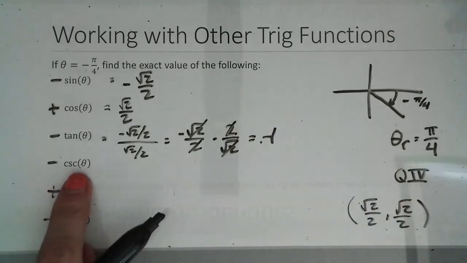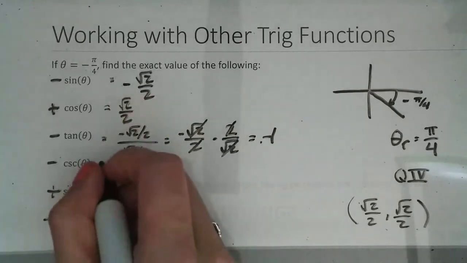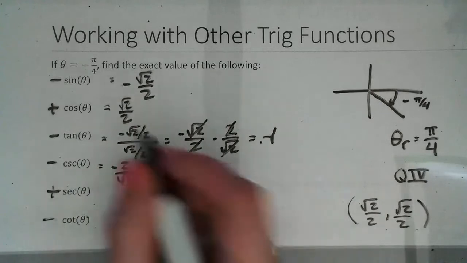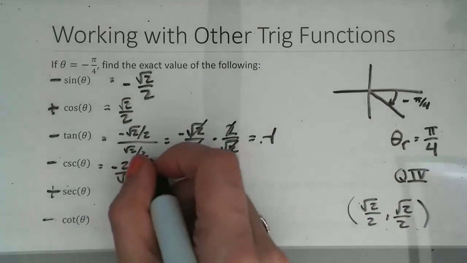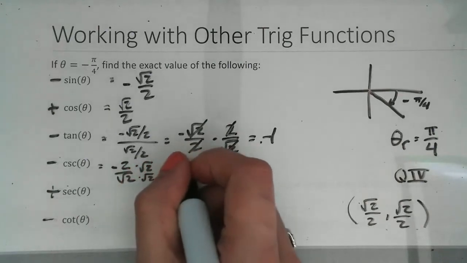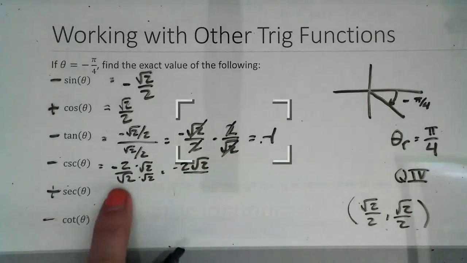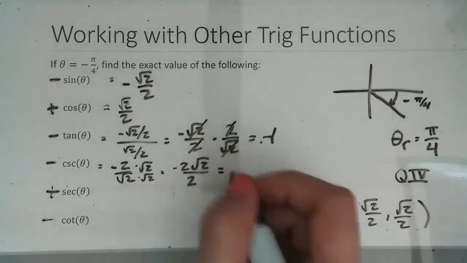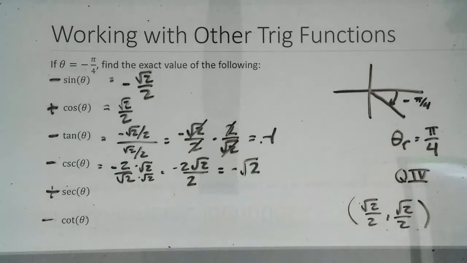Next up we have the cosecant. Cosecant is the reciprocal of sine. So I'm going to have negative 2 over the square root of 2. But I'm going to rationalize that denominator so I don't leave a square root in the denominator. And I do that by multiplying by the square root of 2 on top and bottom. That gives me negative 2 times the square root of 2 over the square root of 2 times the square root of 2, which is the square root of 4, which is 2. And those 2's cancel out, leaving me with negative square root of 2.